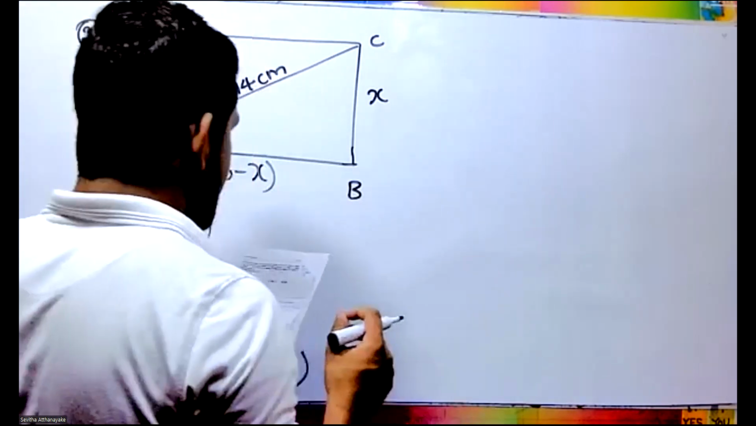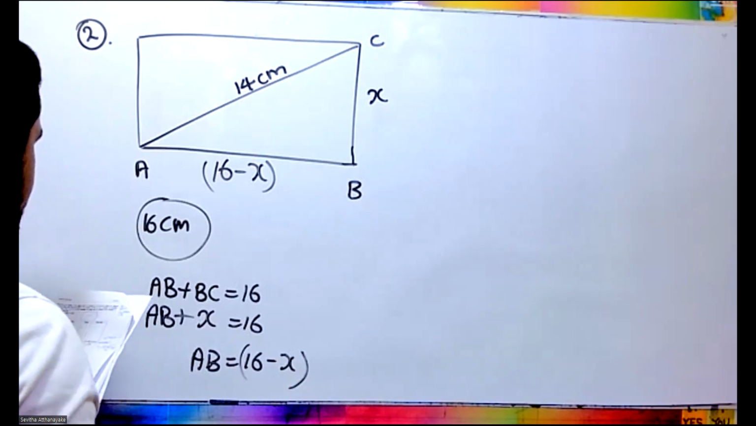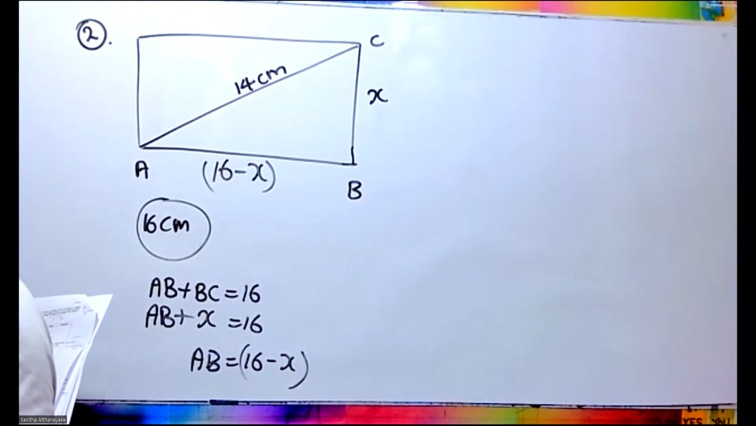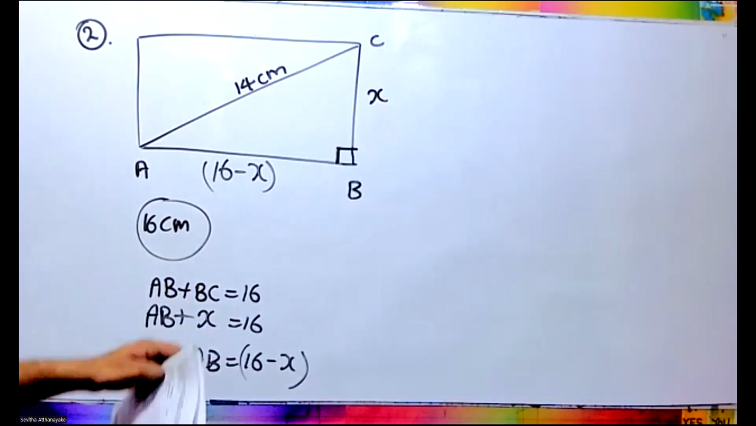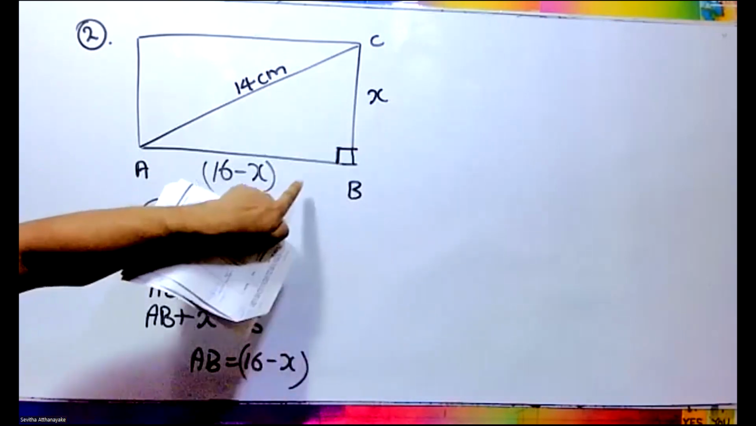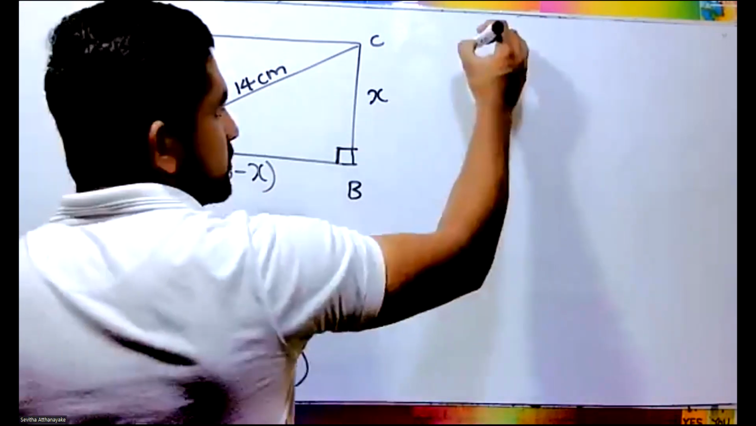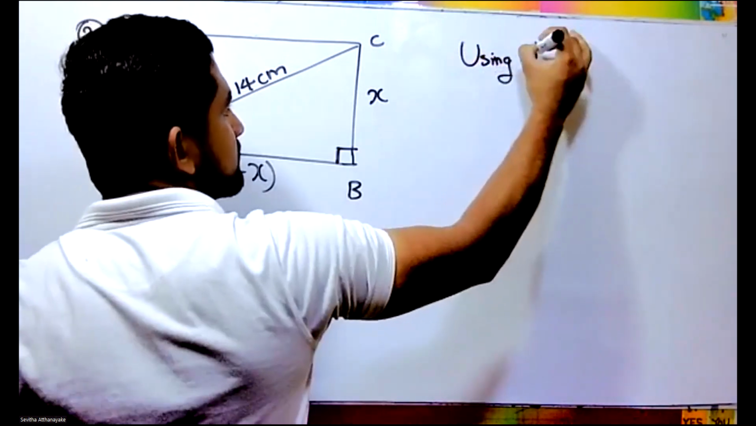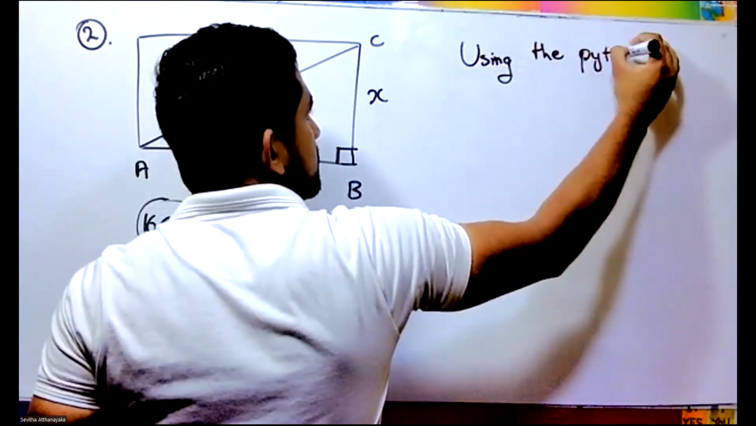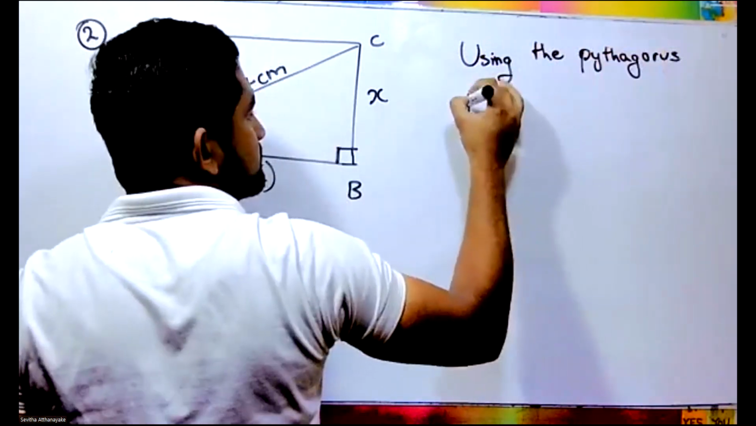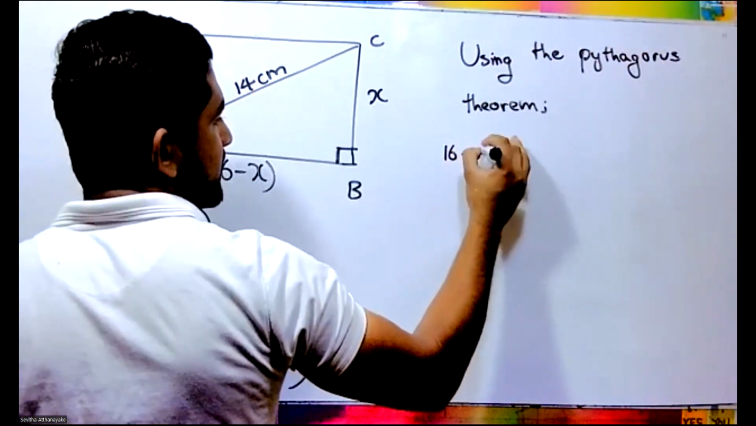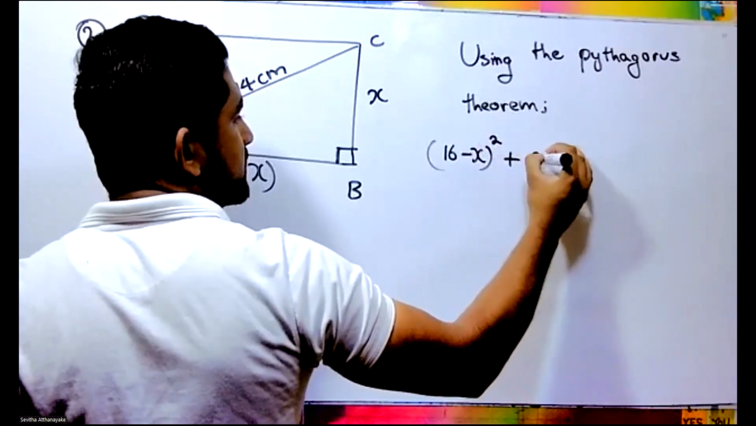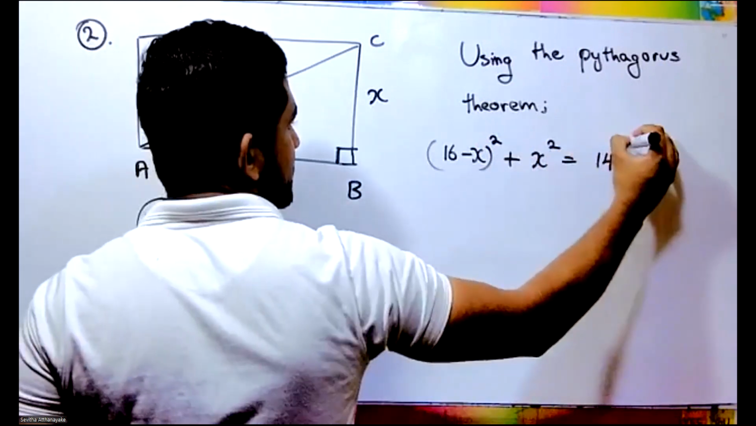Now we need to build the quadratic equation x squared minus 16x plus 30. Where do we build it from? This angle is 90 degrees, the diagonal is 14, this side is x, and this is 16 minus x. Using the Pythagoras theorem, I can write (16 minus x) squared plus x squared equals 14 squared.